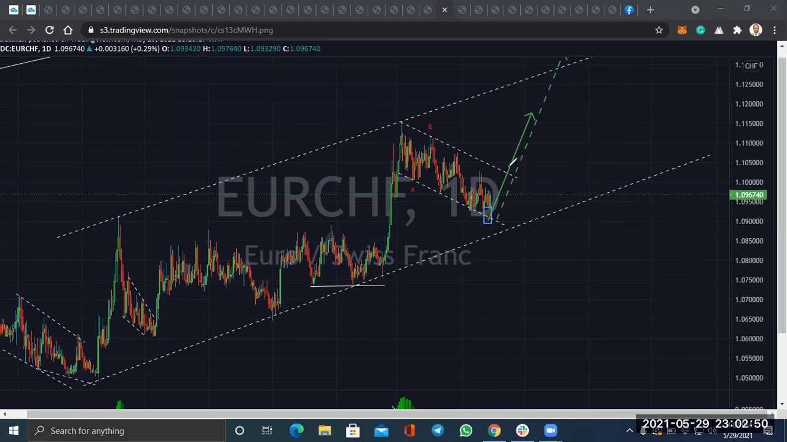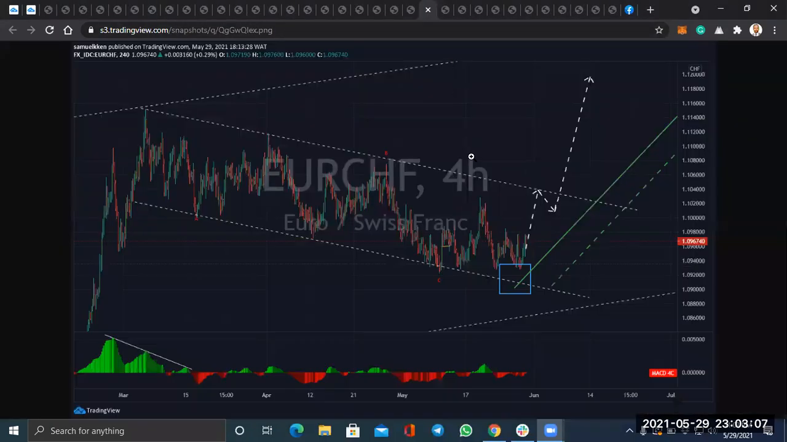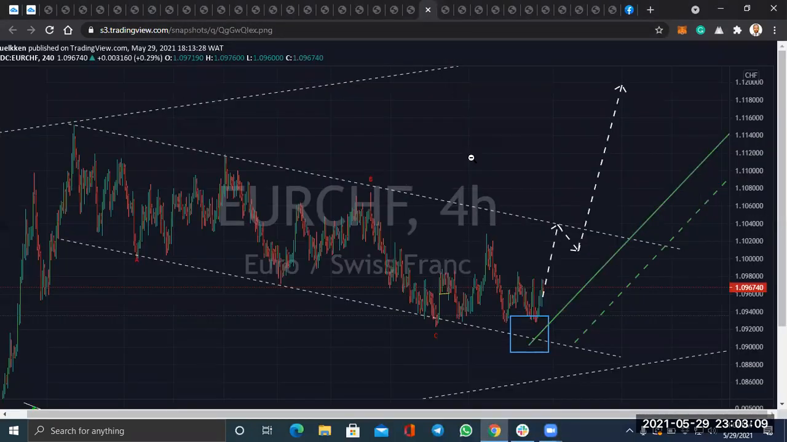So either you buy it from this top or right from this blue box range. Just look for a setup in any way, either here or here. If you don't know what a buy setup is, then you need to enroll in our class. We teach you everything we know.